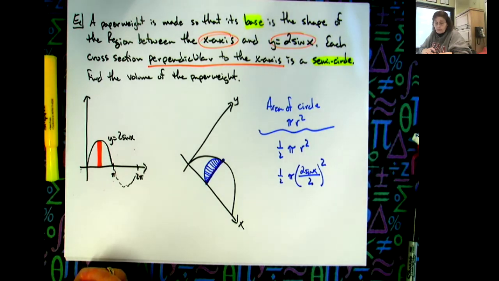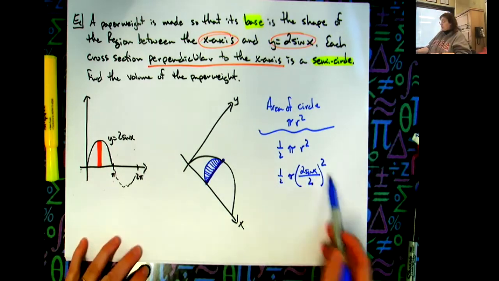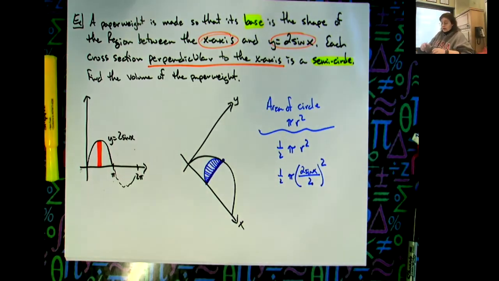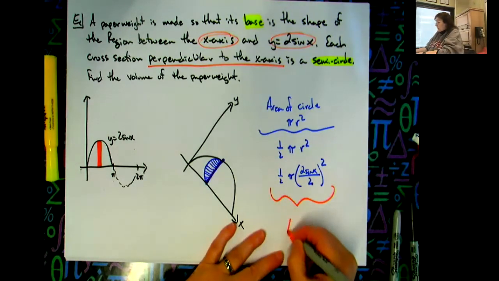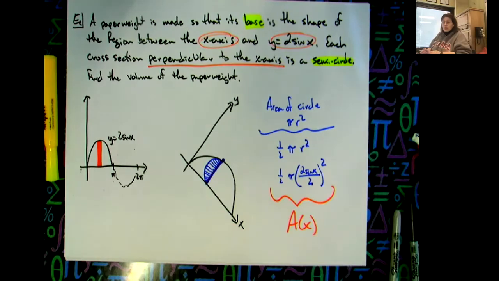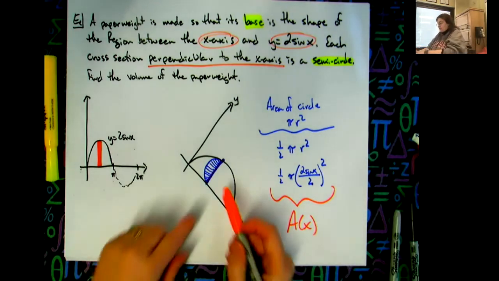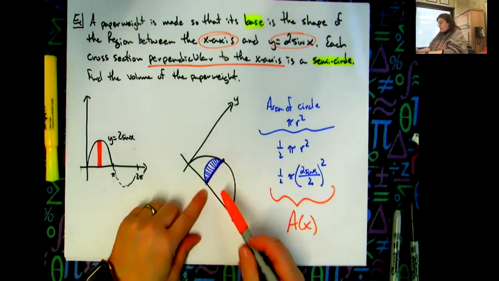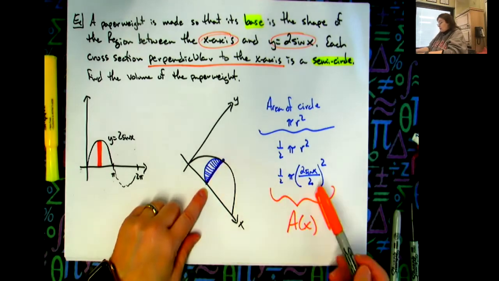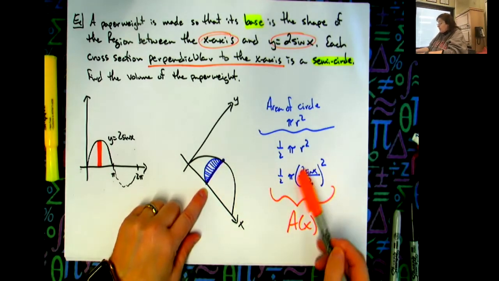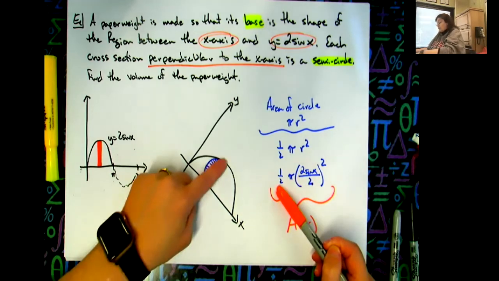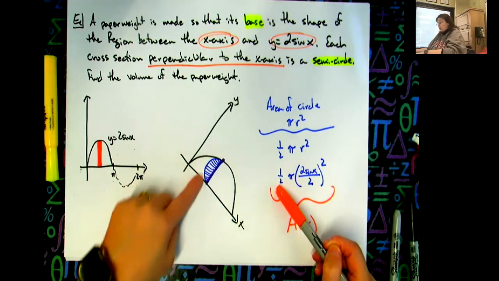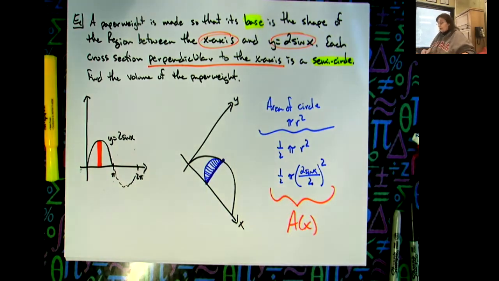Okay, does everybody follow me? So this is my overall area of my cross section. That's going to be my A of x function. That's going to be the area of the cross section. But I analyzed, first of all, what was going on here. This distance is the diameter, so I need half of it to get the radius, square it, pi. This 1/2 is because it's a semicircle and I only want half of that area.